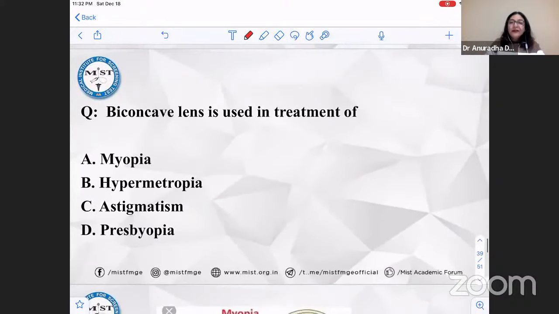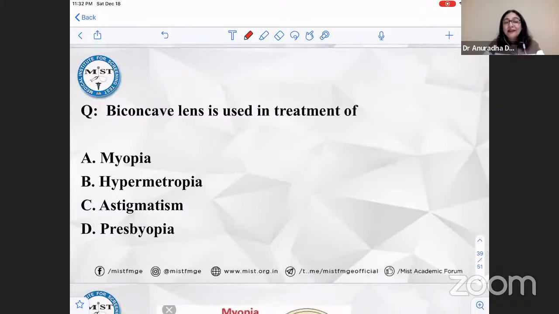Then a very straightforward question was asked. Biconcave lens is used in treatment of which of the choices: myopia, hypermetropia, astigmatism, presbyopia. All these are different states of refractive errors. So in which condition do we use a biconcave lens? If we remember, concave lens means minus lens, and I had given a very easy hint to remember: M for minus lens, M for myopia. So biconcave lens is used in the treatment of myopia.